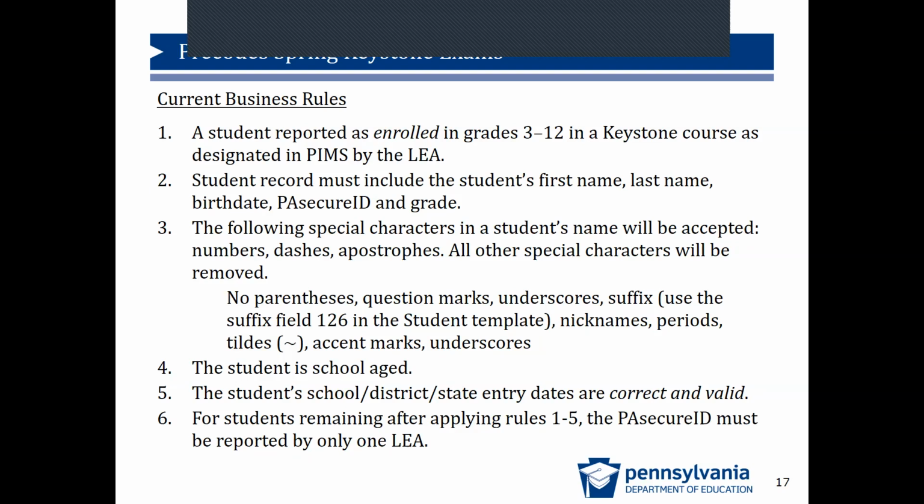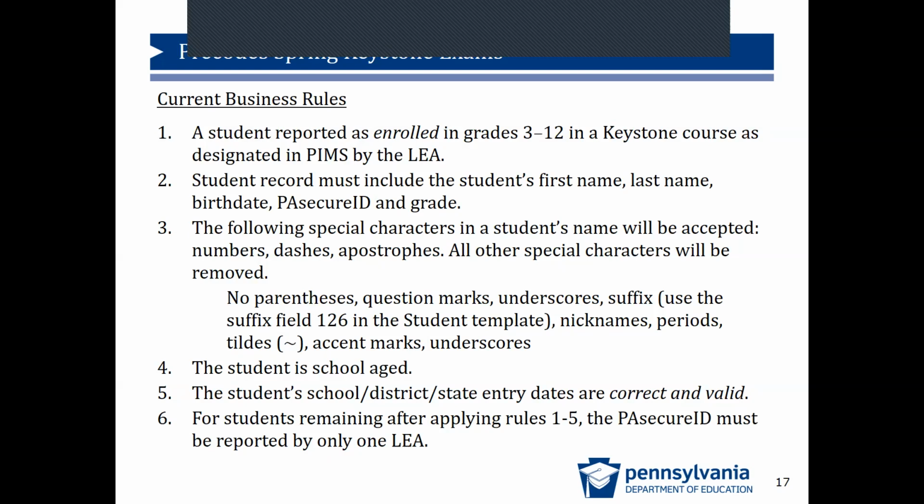Business rule number 2 states, a student record must include the student's first name, last name, birth date, PA Secure ID, and grade. Note that grade must match in the student template and the school enrollment template. The third business rule is that special characters other than numbers, dashes, and apostrophes will be removed. If there are any special characters other than numbers, dashes, and apostrophes, it will cause a mismatch in the DRC system, and the LEA will have to manually match each student.